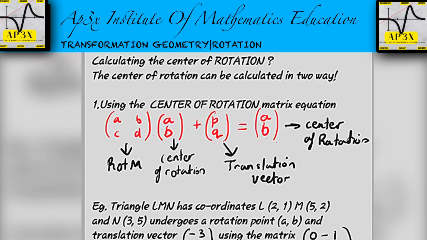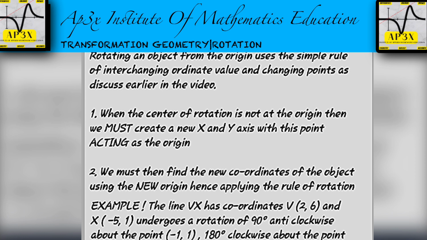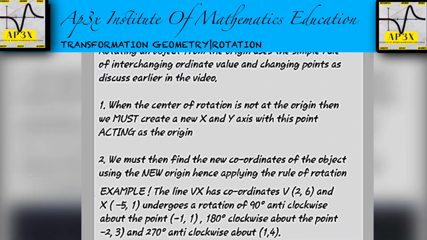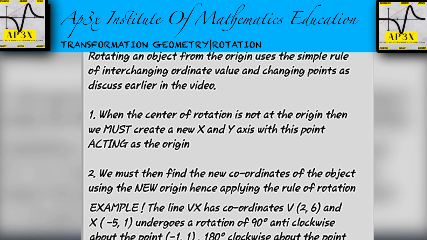All right, and so of course then we're going to be looking in part 2 at how to calculate the center of rotation given the object point and a translation. We're going to look at how to construct the center of rotation, and we're also going to look at the properties of rotation. So there's many things left to be discussed in rotation. Also, we're going to be looking at how to rotate an object from a point that is not on the origin.